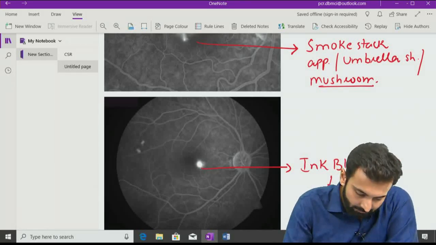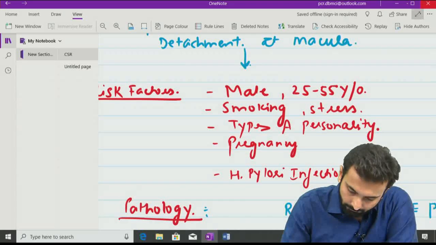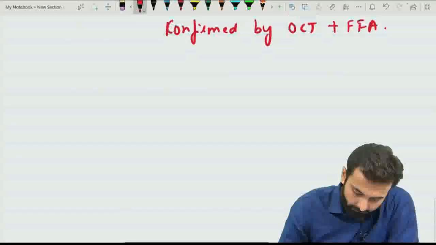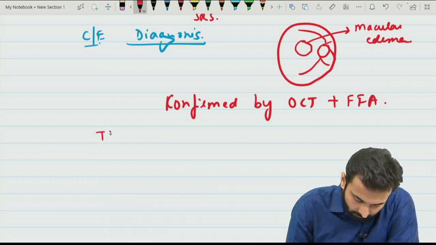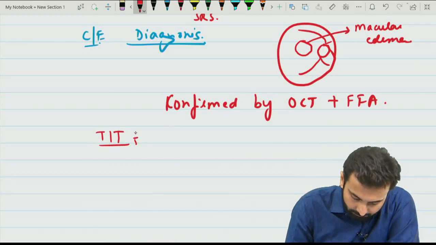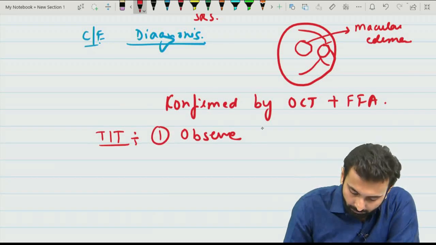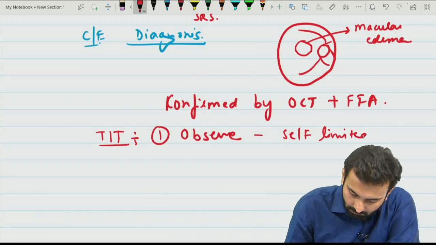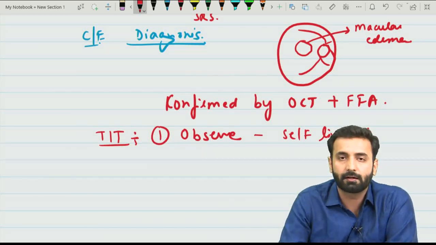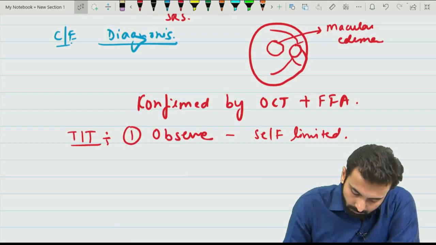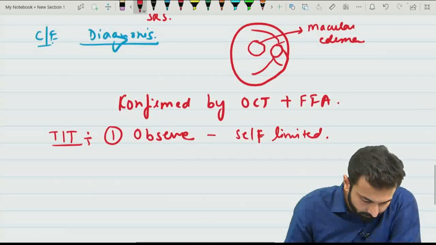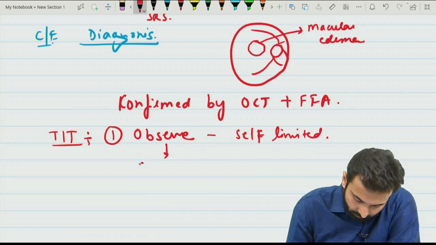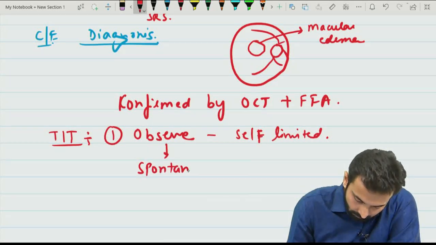Now coming to the treatment part. You have made the diagnosis, now coming to the treatment. There is no treatment actually. You have to just observe the patient initially. Why? Because it is a self-limiting condition. It resolves spontaneously, right? So you have to observe the patient with CSR. Spontaneous resolution occurs.